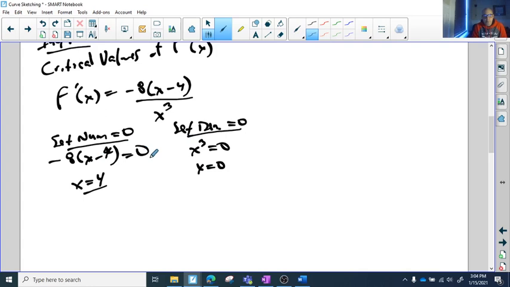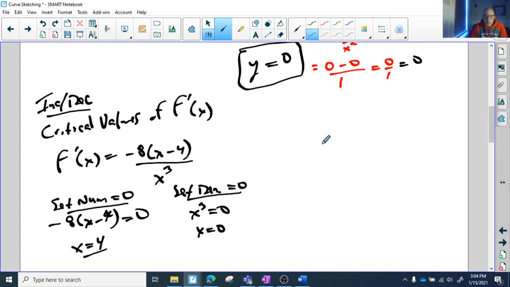Now I'm kind of maybe going overboard with what I'm showing in terms of work here. You really should have been able to look at this and by inspection say 4 and 0 are your critical values, because 4 makes it 0 on the top, 0 makes it 0 on the bottom. You don't necessarily have to show this work out. But for my video explanation here, I figured I would do that.